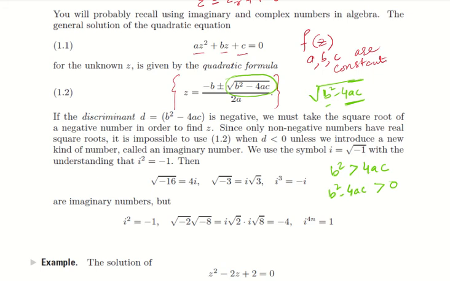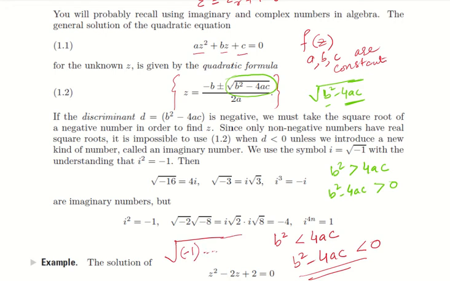So the case is that you have b square smaller than 4ac, and then you have b square minus 4ac less than 0. And this is a very interesting situation, because in that case you have a negative sign inside the square root. So you have square root of minus 1 times some constant term, some number.